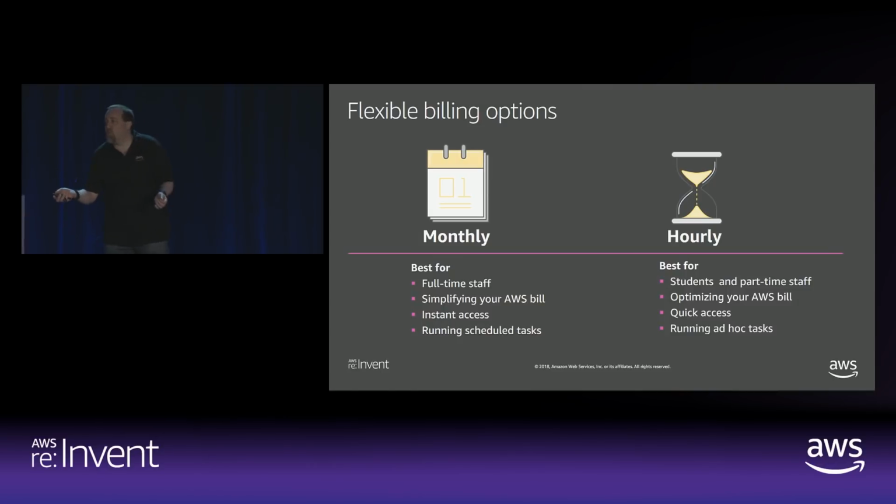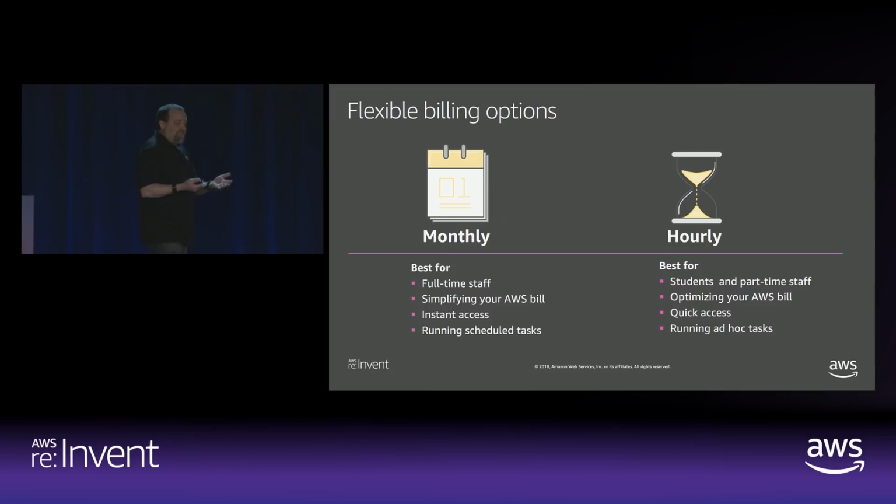There are 2 billing options for WorkSpaces. There's a monthly option and an hourly. The monthly is always on. So that's going to be best for your full-time staff, for simplifying your AWS bill, for providing that instant access. It's about 6 seconds to connect to a workspace that's running always on versus an hourly, which takes about a minute and a half.